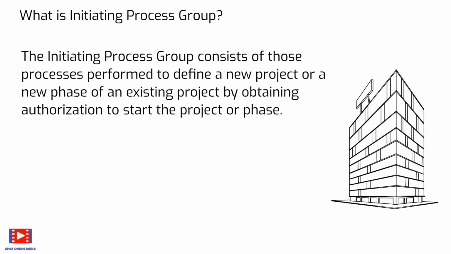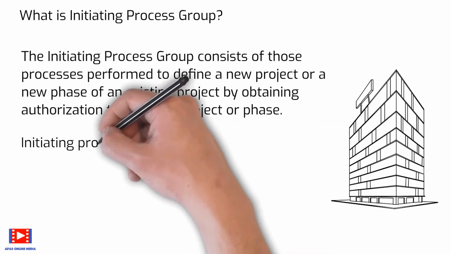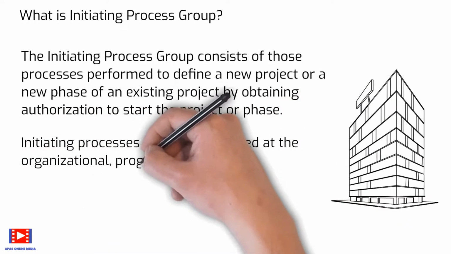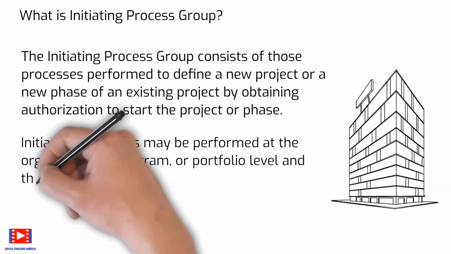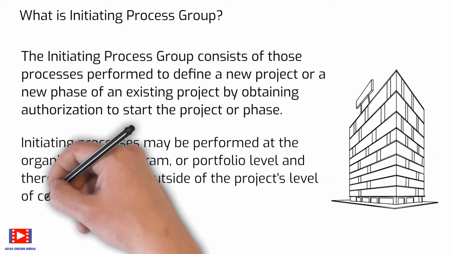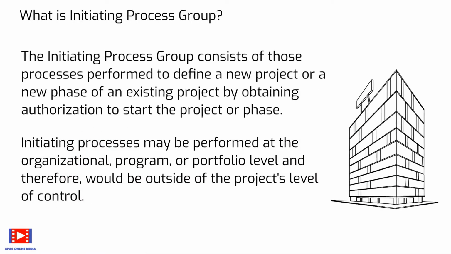A project boundary is defined as the point in time that a project or project phase is authorized to its completion. Now, initiating processes may be performed at the organizational, program, or portfolio level and therefore would be outside of the project's level of control. For example, prior to commencing a project, the need for high level requirements may be documented as part of a larger organizational initiative.